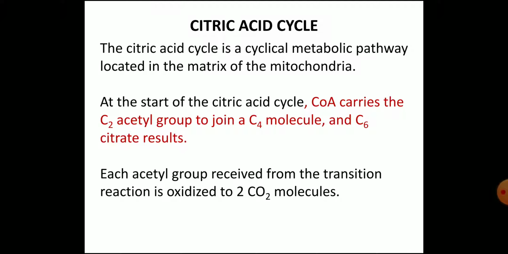To start with, 2-carbon acetyl coenzyme A combines with 4-carbon oxaloacetate and forms a 6-carbon citrate. That is the first step occurring in the citric acid cycle. Each acetyl group received from the transition reaction is oxidized to carbon dioxide. That is, 2 molecules of carbon dioxide are produced by each turn of acetyl coenzyme A entering into the TCA cycle.